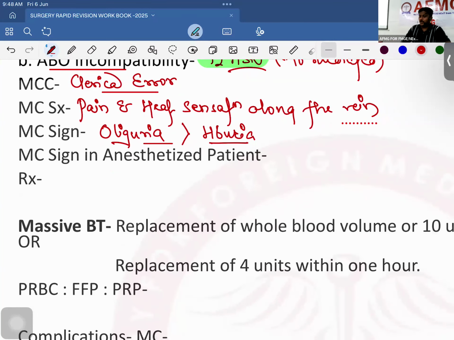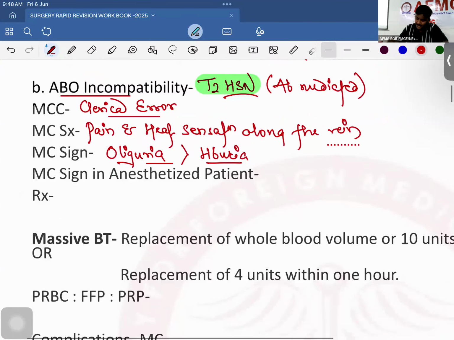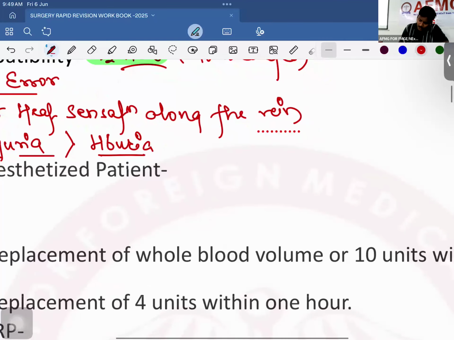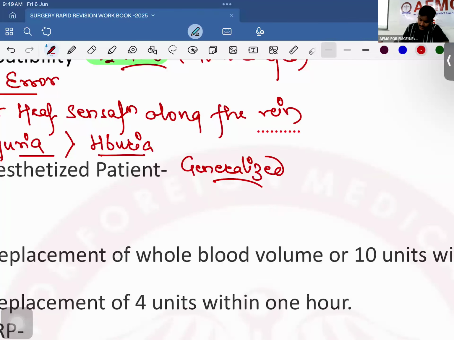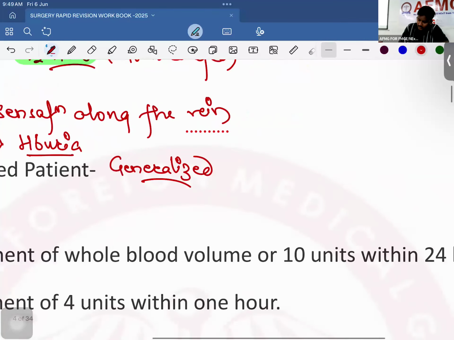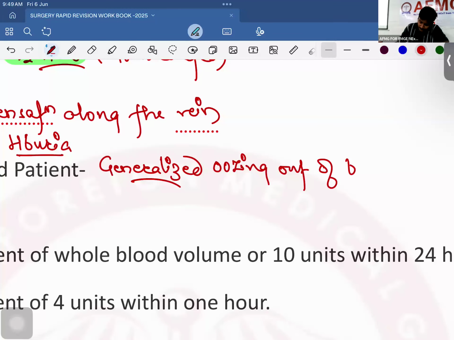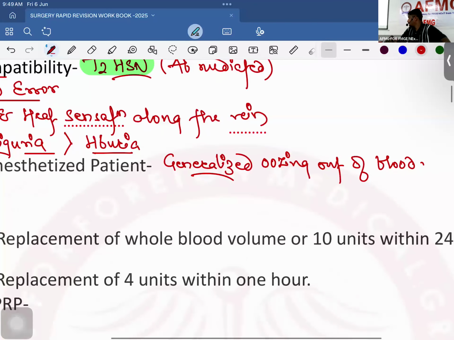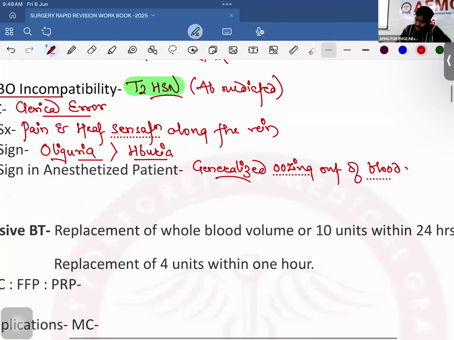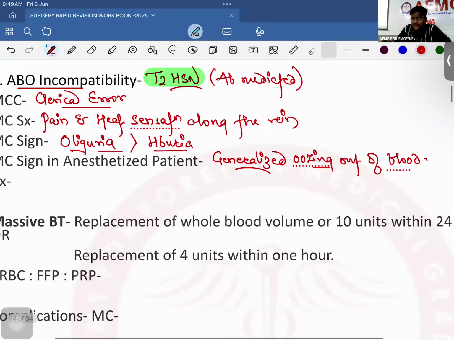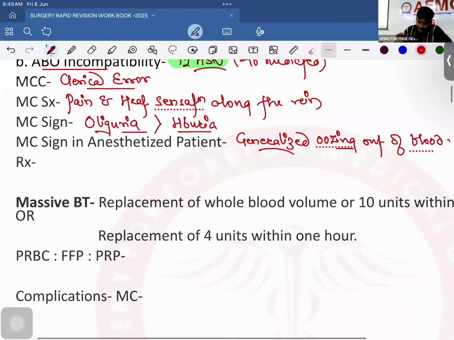If they ask you what is the most common sign in an anesthetized patient, we know the most common sign is going to be generalized oozing of blood. Okay? From the surgical site. Yes. So please remember, generalized oozing of blood is definitely going to happen, बच्चे, in cases of ABO incompatibility. When the patient is under the influence of anesthesia, there is generalized oozing of blood without any injury, still there is oozing of blood which happens.